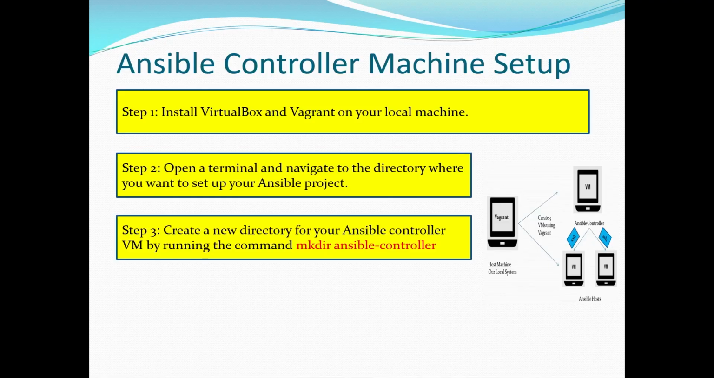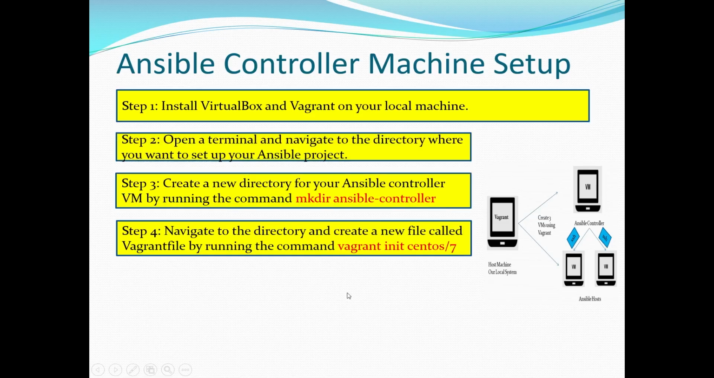Then in that, you can see we have to create a directory called Ansible controller. I have already done this, but I'm just going to tell you all the steps that you have to do. After that, you have to navigate to the directory and create a new file called Vagrantfile by running the command vagrant init centos/7. This is the operating system that we are trying to create.